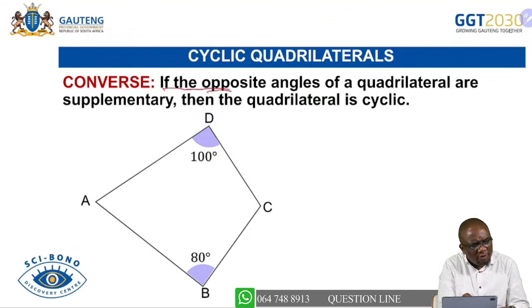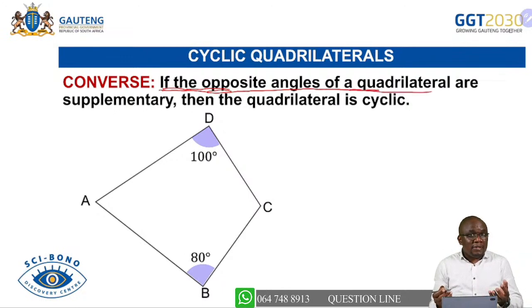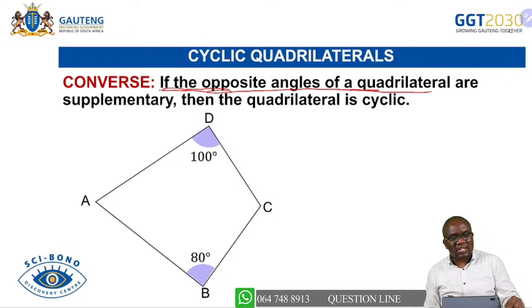Sorry, did I say opposite sides? Opposite angles. I'm getting tired now. Opposite angles, if the opposite angles of a quadrilateral, I cannot say it's a cyclic quad, right? The opposite angles of a quadrilateral are supplementary, then that quadrilateral is cyclic.